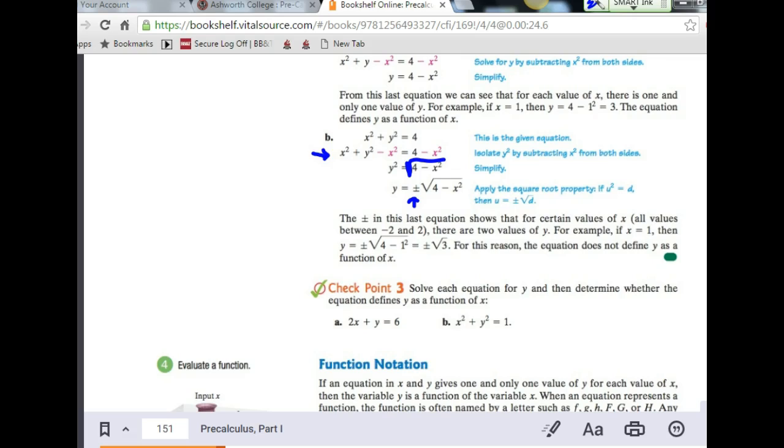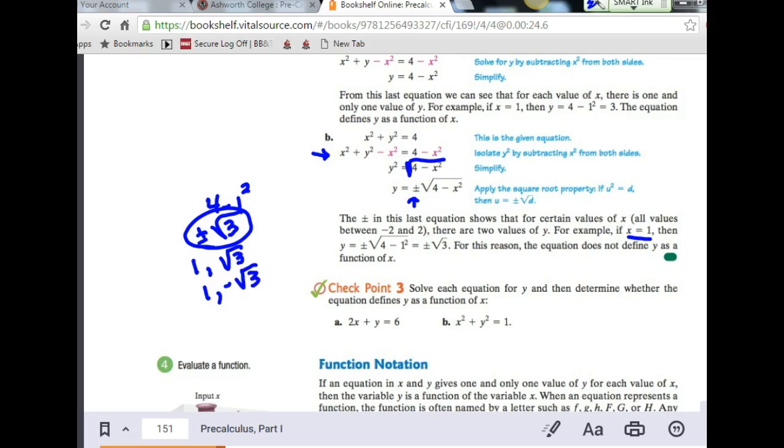That means if you put 1 in there, you're going to get 4 minus 1 squared, which is going to be 3. But because there's a square root and a plus or minus, you're really getting plus or minus the square root of 3. Which means when I put a 1 in, I could get positive square root of 3, or if I put a 1 in, I could get a negative square root of 3.